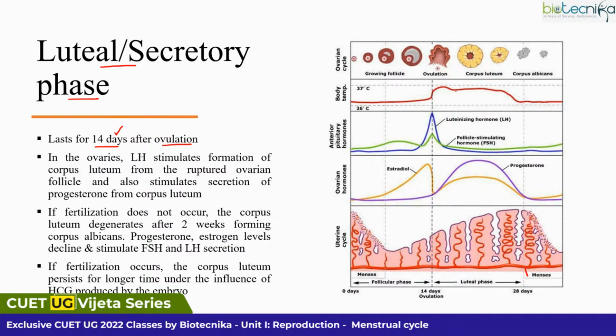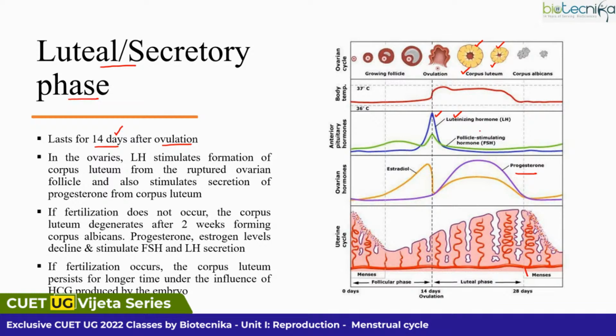In the ovaries, luteinizing hormone is already released, right? This luteinizing hormone will lead to the formation of corpus luteum. I told you, once the ovum is released, the secondary oocyte is released, the remaining of it is known as corpus luteum, the remaining of the follicle. Okay, and this corpus luteum can secrete progesterone. Under the influence of LH, corpus luteum can secrete progesterone. So you can see the progesterone levels are increasing.